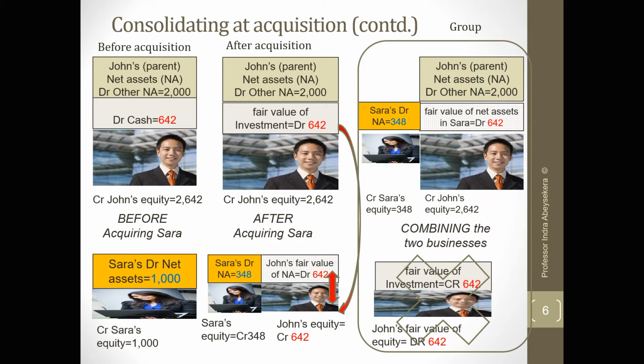And John's equity is 2,642, and Sarah's equity, that is remaining equity, 348. So if you take the total net assets, 2000 plus 1000 equals 3000. All the net assets in the group equals equity in the group: 348 plus 2642 equals $3,000.